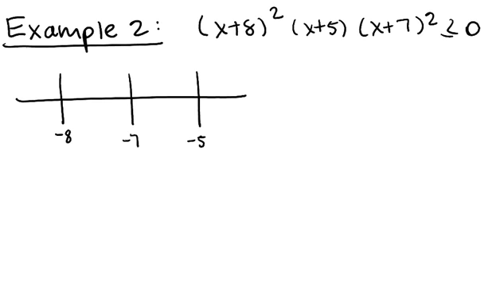And I'm going to choose a representative from each little subinterval. So, maybe negative 10. That's going to have to be negative 7.5. The pen's kind of acting up. And that would be negative 6. And here I would choose 0 just for convenience. So, negative 10, negative 7.5, negative 6, and 0.